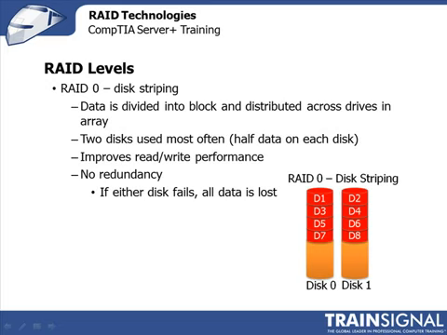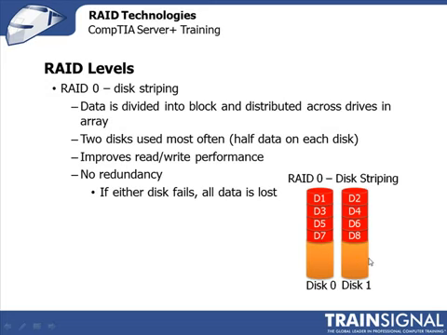RAID 0 is called disk striping. And under this scheme, data is divided into blocks and distributed across all the drives in the array. Now, 2 disks are used most often, with half the data residing on each disk. And you can see that in the image on the screen, where data is distributed across both disks that are a part of this array.